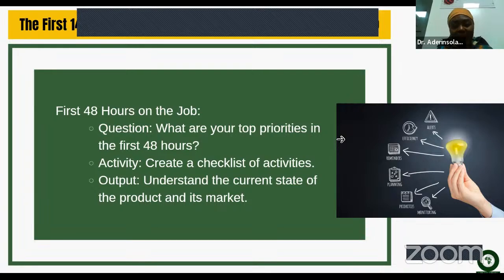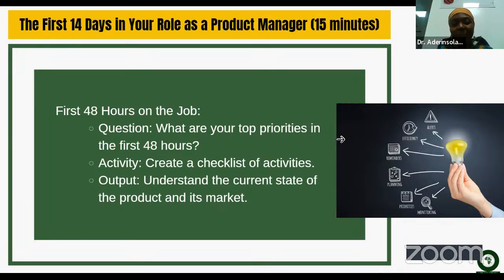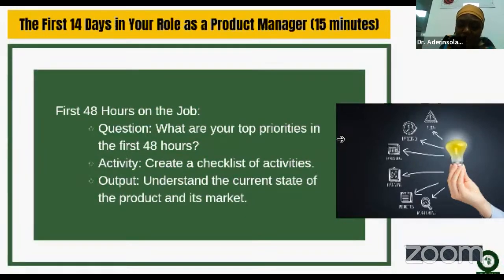Now, this third part is, what are your priorities? Your top priorities in the first 48 hours. I need you to simply create a checklist of your top priorities in the first 48 hours. And I also need you at this place to understand the current state of the product and its market. So your major output here is that checklist, and you're going to explain it to me. You won't just say, this is my checklist. No, you have to explain to me why these are the first 48 hours with respect to the product. Remember, they said understand the current state of the product and its market.